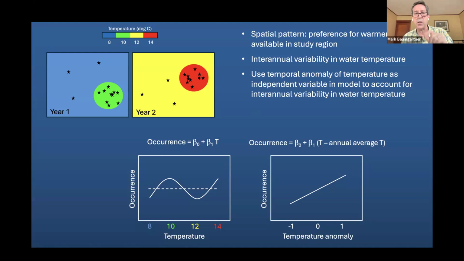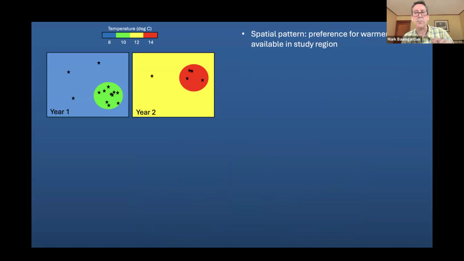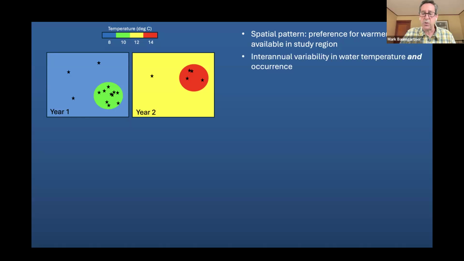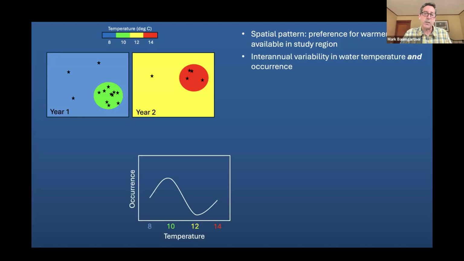So this is a case where there's just interannual variability in the environmental variable. Well, what happens if there's interannual variability in the occurrence of your species as well? Same exact example. There's year-to-year interannual variability in temperature, but now there's year-to-year interannual variability in occurrence. For some reason, the occurrence of your species has gone down in year 2. And so you still have this preference for warm waters available in the study area, but you have interannual variability in both water temperature and occurrence. So this is what this would look like.